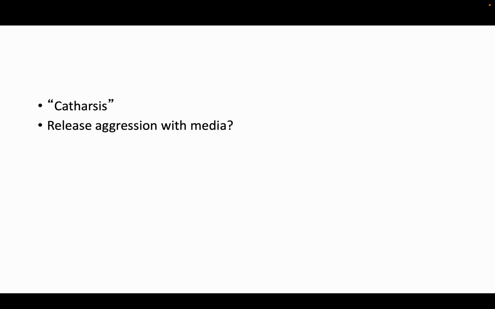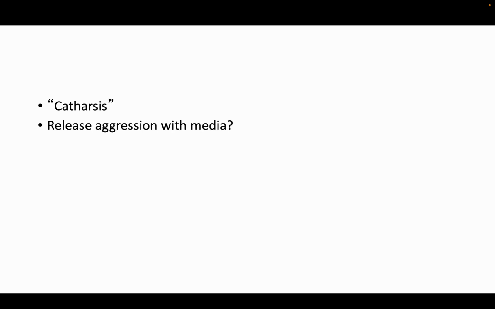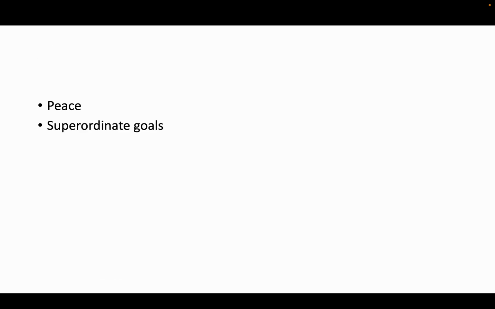They wonder, do video games and movies create violence? No one knows the answer. But there's something called a catharsis theory, and catharsis means release. And this is just a theory that when you release aggression with TV, media, maybe you'll actually have less aggression. There's Forrest Gump, our buddy, doing altruism, helping Bubba, and not being a racist.